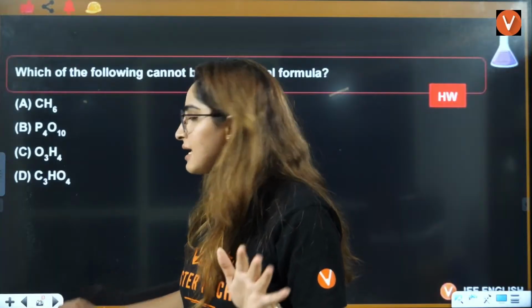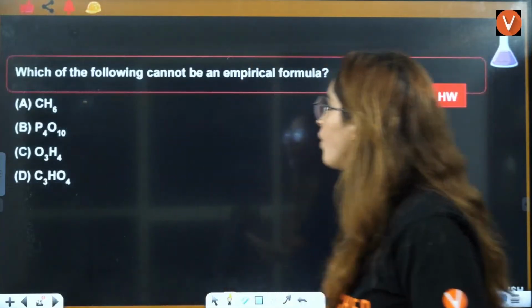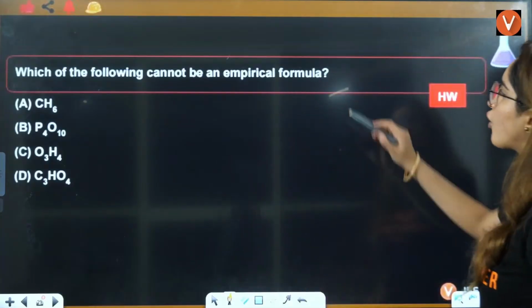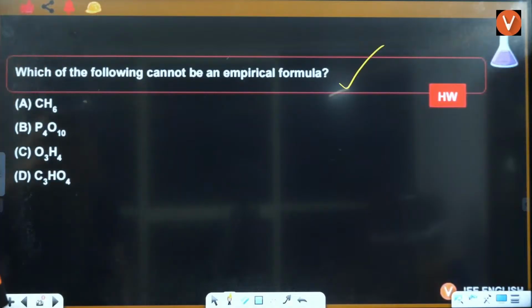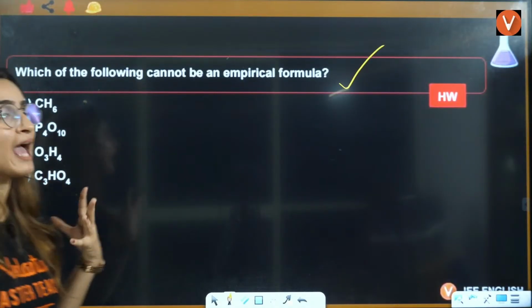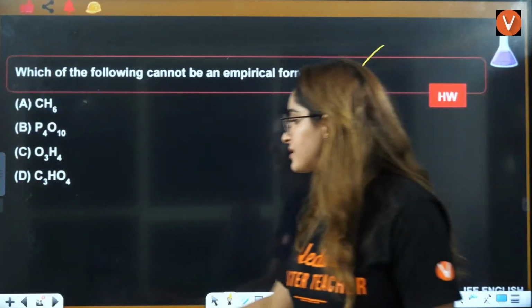Okay, students, clear? Now let us see what is the homework. So homework is, which of the following cannot be the empirical formula? That is the first question, right? Then take the screenshot of this. You have to tell me which of the following cannot be the empirical formula. I'll wait for your answers in the comment section, okay?